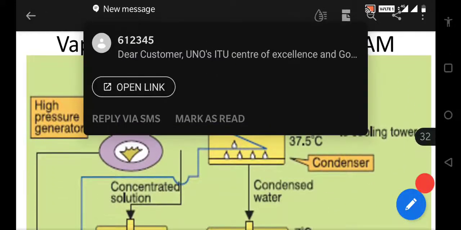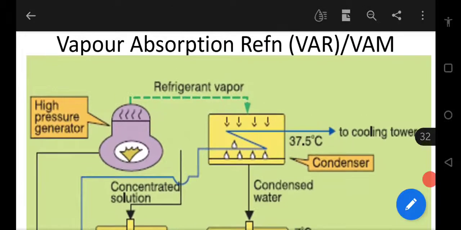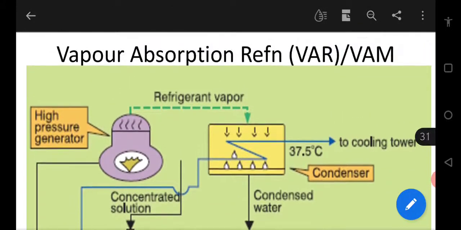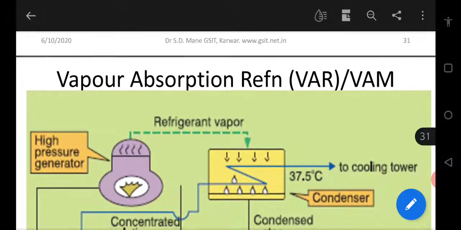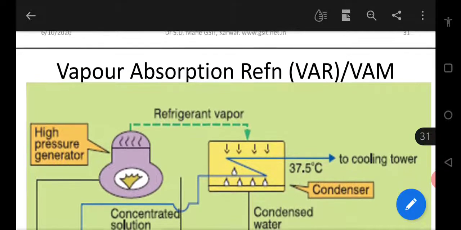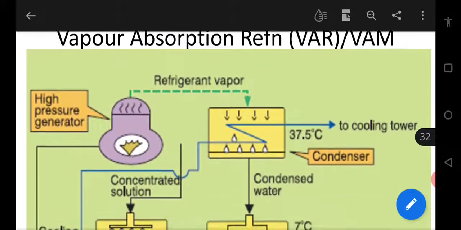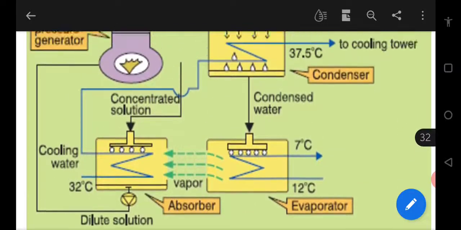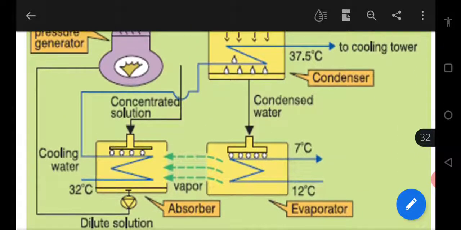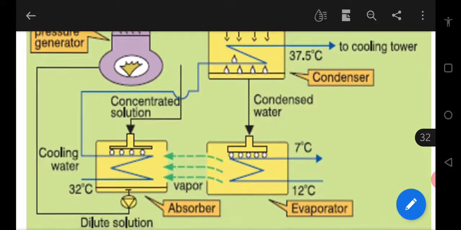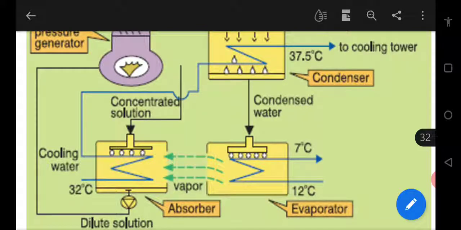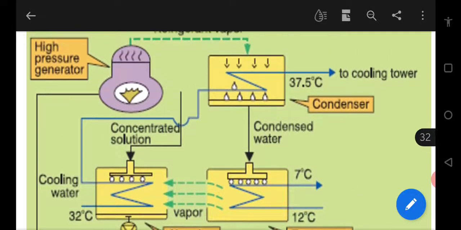Just briefly, we'll look into vapor absorption refrigeration here. It is the same as vapor compression. The only difference is that there vapor is compressed, here vapor is absorbed. In vapor absorption refrigeration there is no compressor, and instead of the compressor two devices are added. You can see on the left side, one is the absorber, and on top of that is the high pressure generator. The other things are the same: the condenser is the same, the throttle valve is the same, and the evaporator is the same. Only the compressor is replaced with the absorber and high pressure generator.